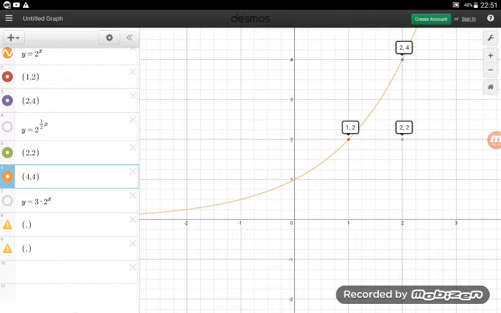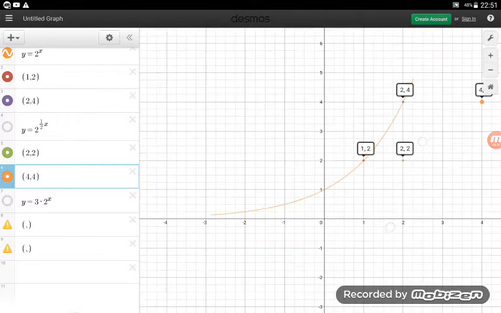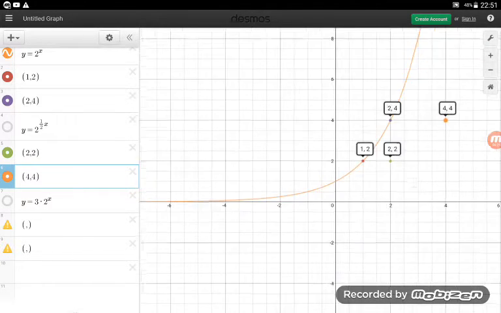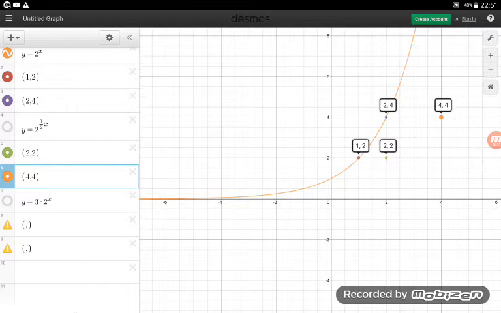And let's see if they will pass through my line. When I show my line, if it's going to pass through these 2 points. And it does. So in this case, I have a horizontal stretch. Okay. Please feel free to pause the video and rewind this section of the video.